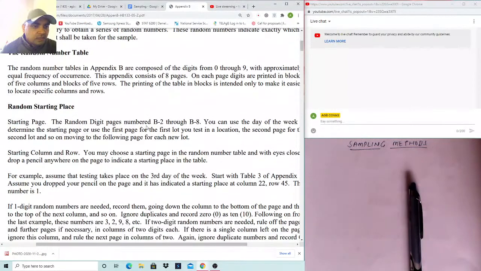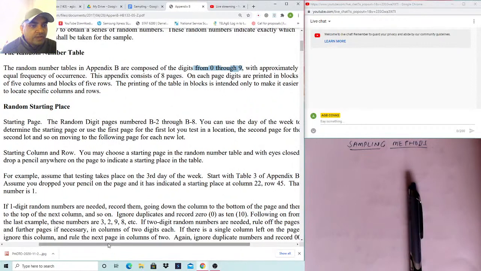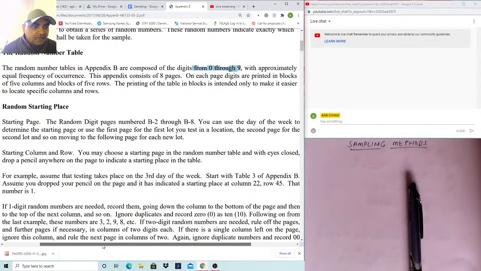That is important. The random number tables in appendix B are composed of digits from 0 to 9 with approximately equal frequencies of occurrence. Because these digits have equal frequencies of occurrence, each and every number has an equal chance of being selected. It consists of 8 pages. On each page, digits are printed in blocks of 5 columns and 5 blocks of 5 rows.